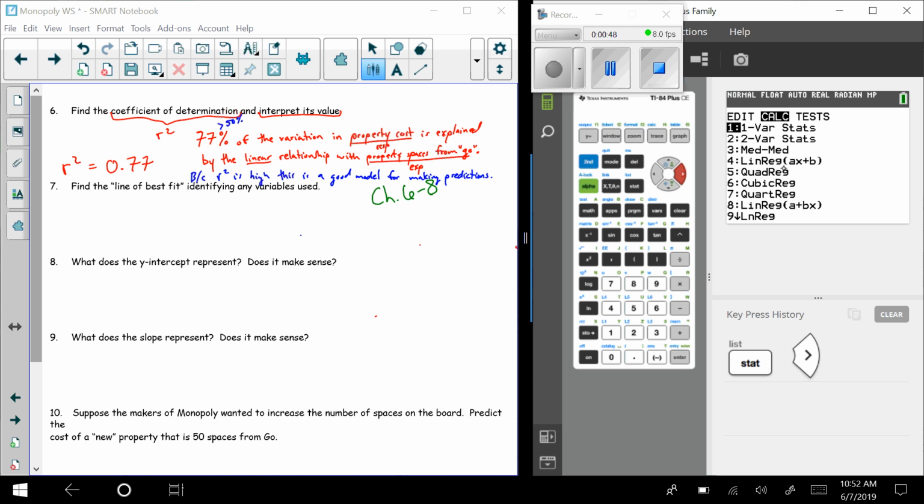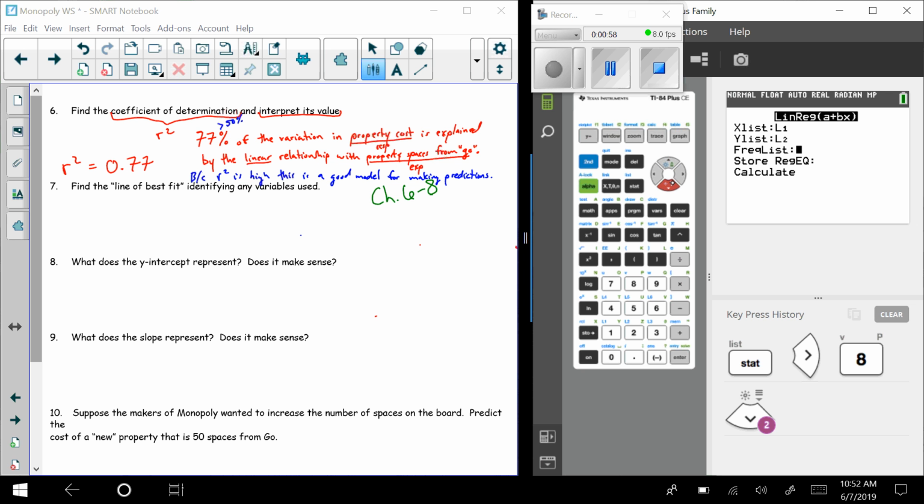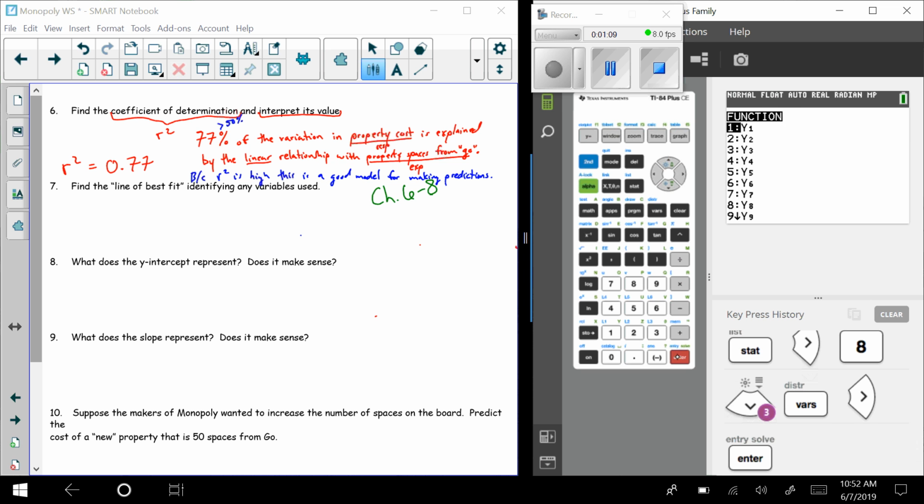So I go over to calc, and then I'm going down to 8 is my favorite one. I want to make sure that L1 is where I put my spaces, and L2 is where I put my cost. I've shown a couple times how to store the regression line. I'll do that again. It's vars, right? Go over to y variables, function, hit y1, got it in there. Then the next thing I want to do is calculate it. Here we got a bunch of stuff.